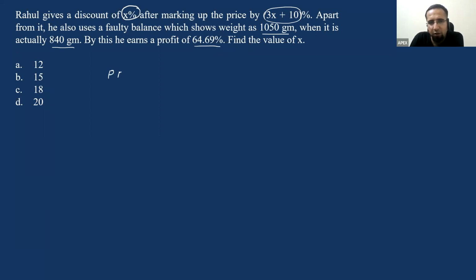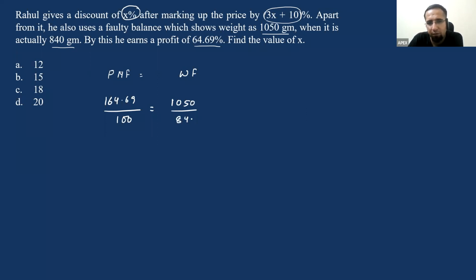So let's look at the multiplying factor. My profit multiplying factor will be equal to 164.69 divided by 100, which is equal to my weight factor. What is the weight factor? It is showing more, that's 1050, but it is actually 840. That means it's making a profit, so this becomes a larger value.